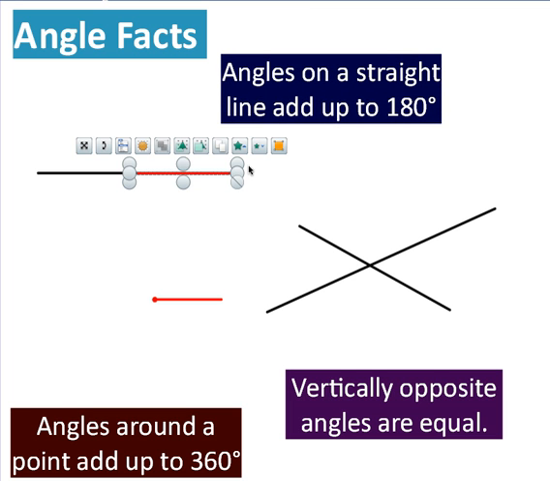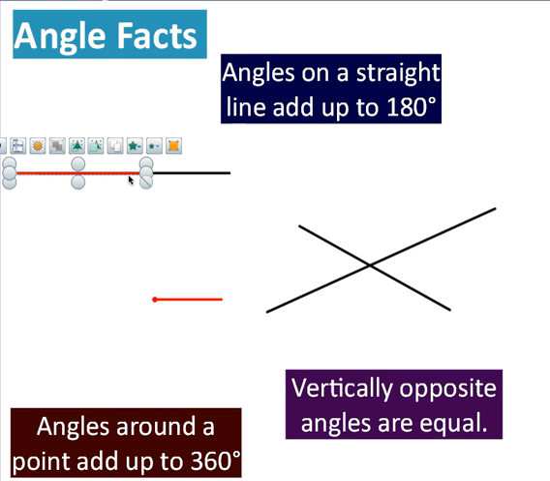If we know that when we do a half turn we've turned 180 degrees, then a line that turns from over here to over here has turned 180 degrees. Okay, that's a fact. So angles on a straight line add up to 180 degrees.